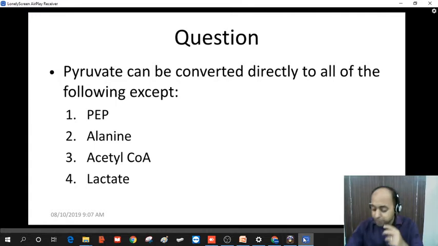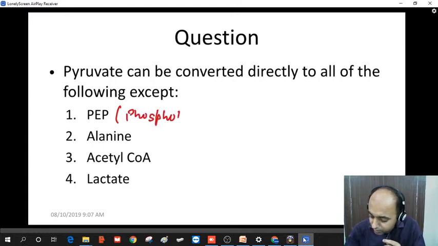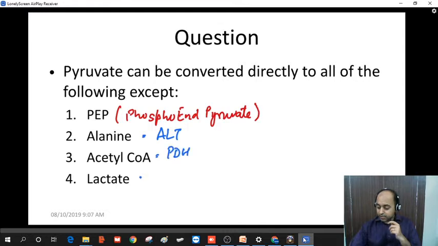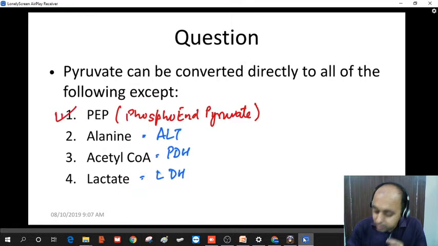Your options are PEP, which stands for phosphoenolpyruvate, alanine, acetyl coenzyme A, and lactate. So, which of the following cannot be converted directly from pyruvate? We had seen that alanine can be obtained by ALT. Alanine transaminase will quickly convert the pyruvate to alanine. Acetyl coenzyme A can be obtained from PDH and lactate from LDH. So, obviously, the correct answer is phosphoenolpyruvate.